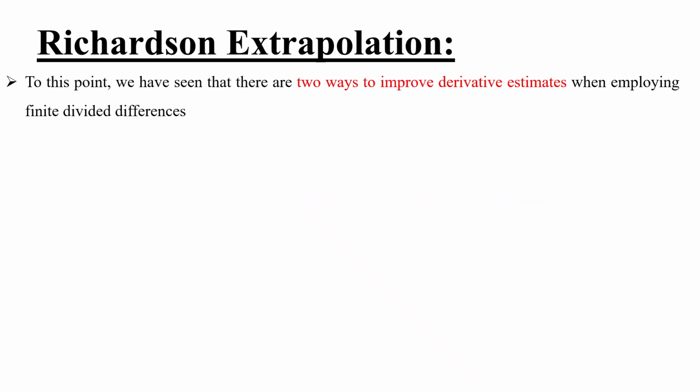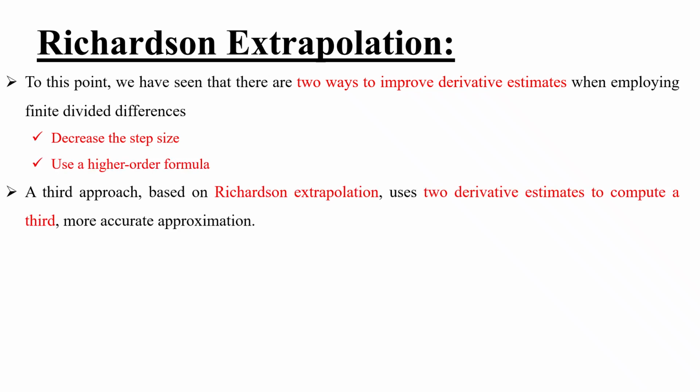Now let's see. To this point we have seen there are two ways to improve derivative estimates when employing finite divided differences. One is to decrease the step size, the other is to use a higher order formula. Now the third approach, based on Richardson extrapolation, uses two derivative estimates to compute a third, more accurate approximation. So we are using two. So how do we do that?